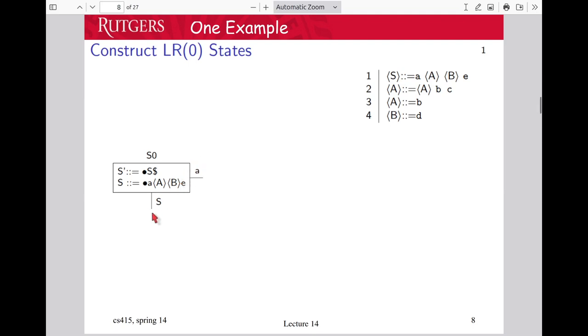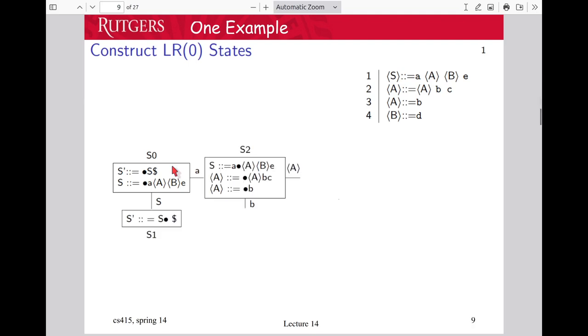And so there are only two possible symbols we could see after being in these positions. We could either see A if we're inside of S, or we could see the entire S symbol itself at this point. If we see the entire S symbol, then we're done. We're at the end of recognizing this input. If we see an A, then these are all the possible positions we could be in after we see the symbol A.